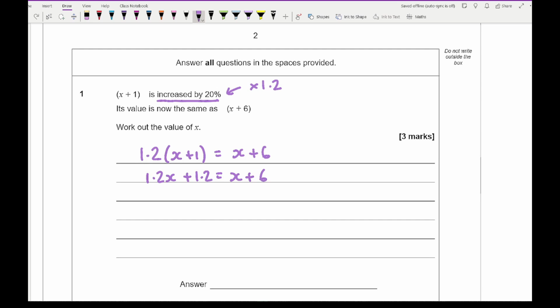Now this turns out to be a double-sided equation, so if I take the x over to the left-hand side and the 1.2 over to the other side, I end up with 0.2x equals 6 minus 1.2, which is 4.8. Then if I find the value of x, which is 4.8 divided by 0.2, that's the same as 48 divided by 2, that gives me my final answer of 24.